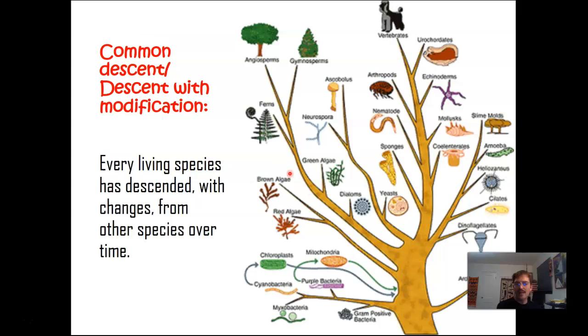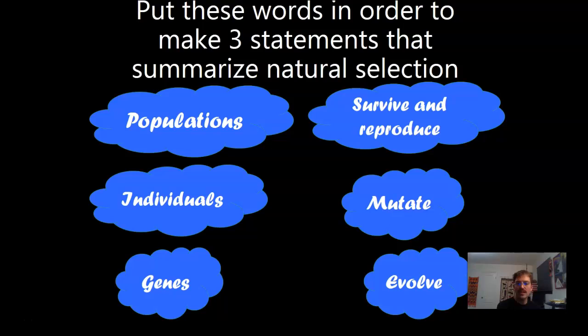And then there's common descent, right? So every living species has descended with changes from other species over time. So we're all related in the tree of life. All right, pause the video and put these words in order to make 3 statements that summarize natural selection. All right, genes mutate, individuals survive and reproduce, and populations evolve. It can only happen in that order, so write it out in the right order.